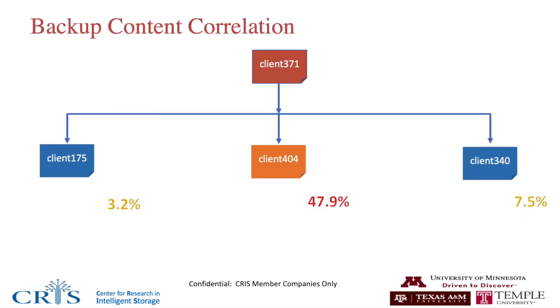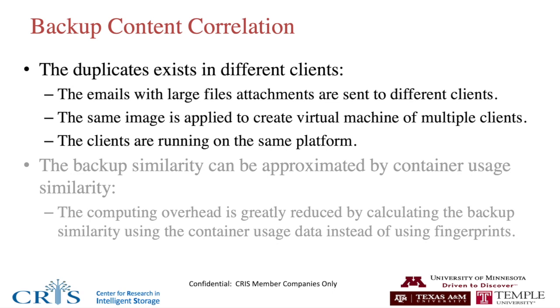In order to do effective and efficient dedupe for this case from newly created clients, we observe the backup content correlation among backups from different clients in the real backup system. We found that the dedupe rate could be significantly improved if prefetching the right backup from other clients. For example, if prefetching the backup from client 175 to dedupe the initial backup from client 371, the dedupe rate is only 3.2. However, the dedupe rate can be improved to 47.9 if prefetching the backup from client 404. In other words, the duplicates exist in different clients.